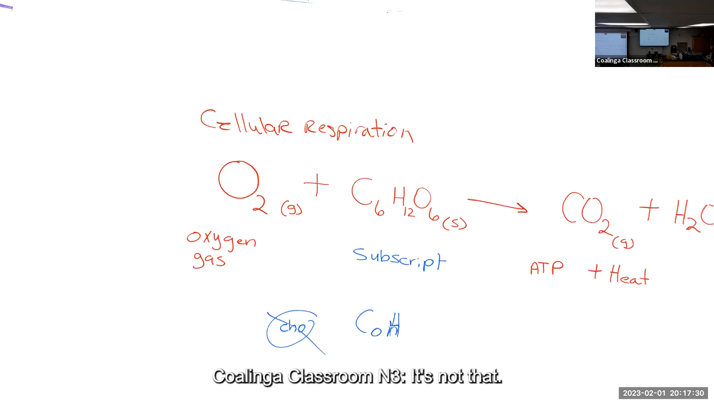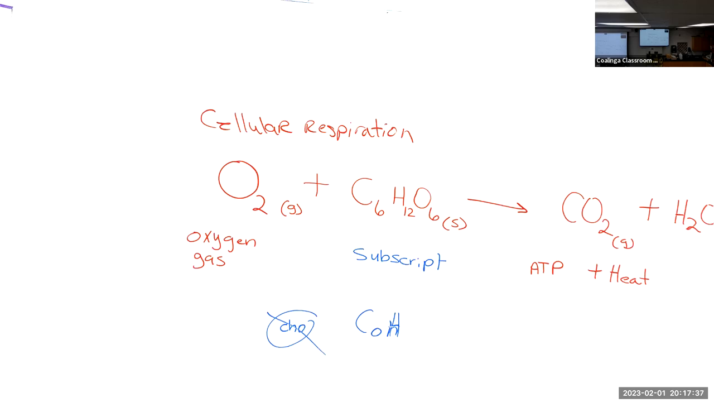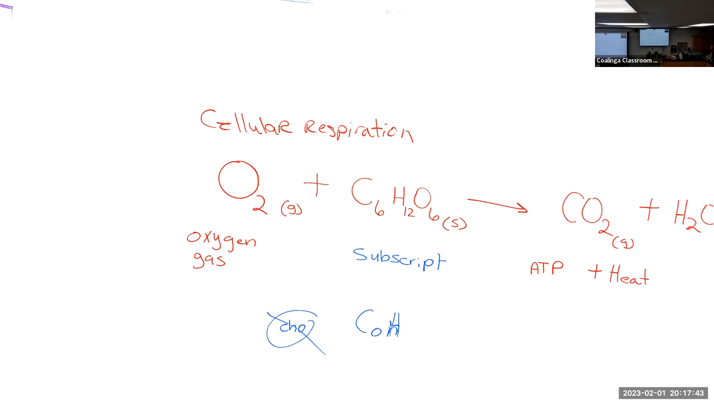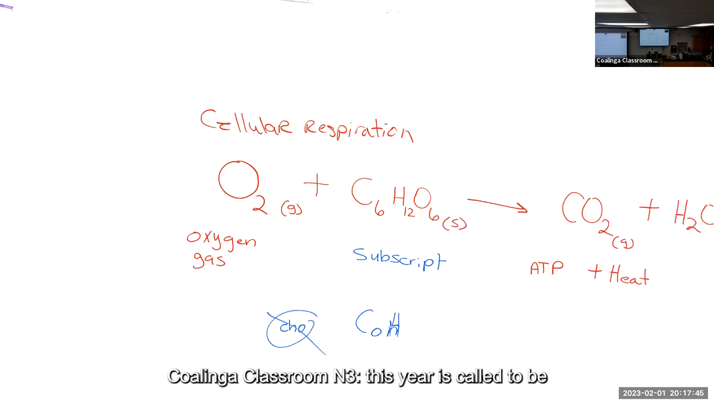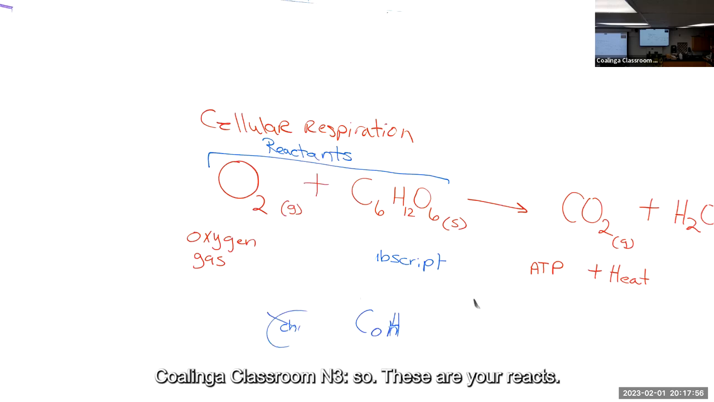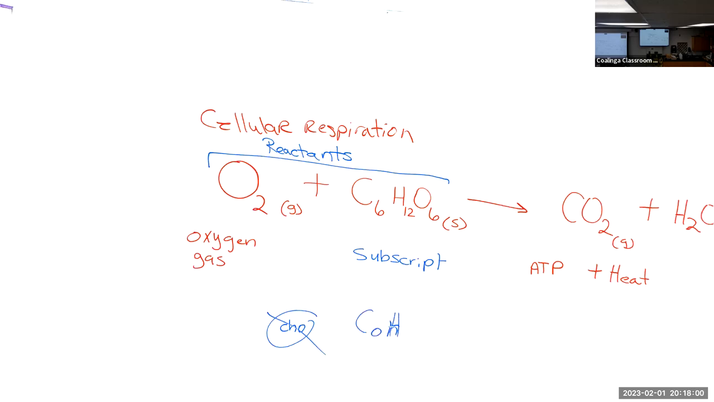However, this chemical equation is not balanced. Okay? Now I'm going to show you how to balance it. Don't overthink it. I'm going to try to keep it simple. Okay? So this here is called the reactant side of the equation. So these are your reactants. So reactants are what's reacting, right?